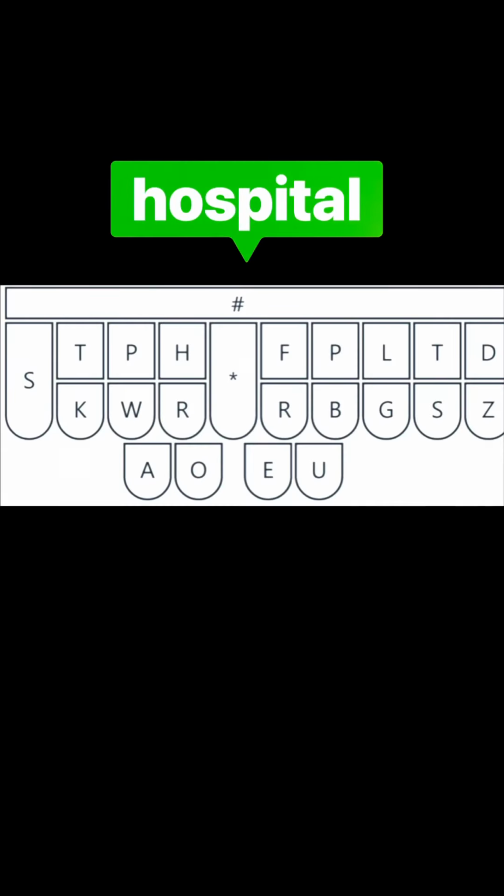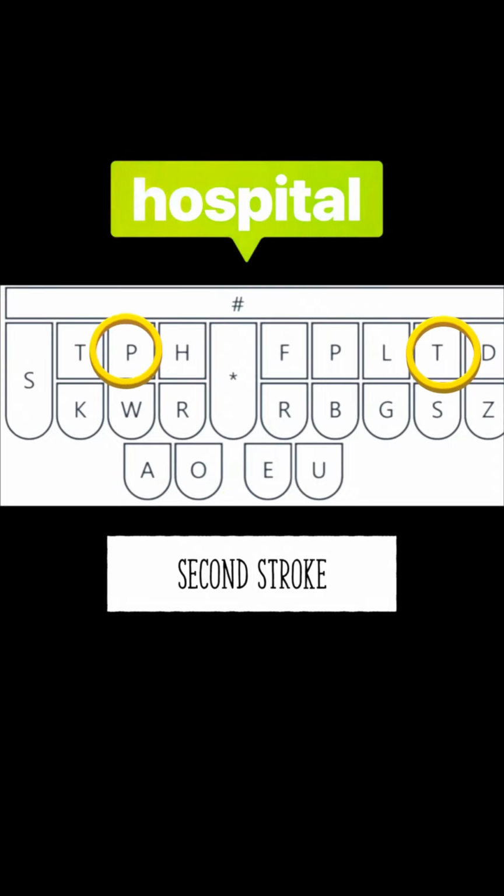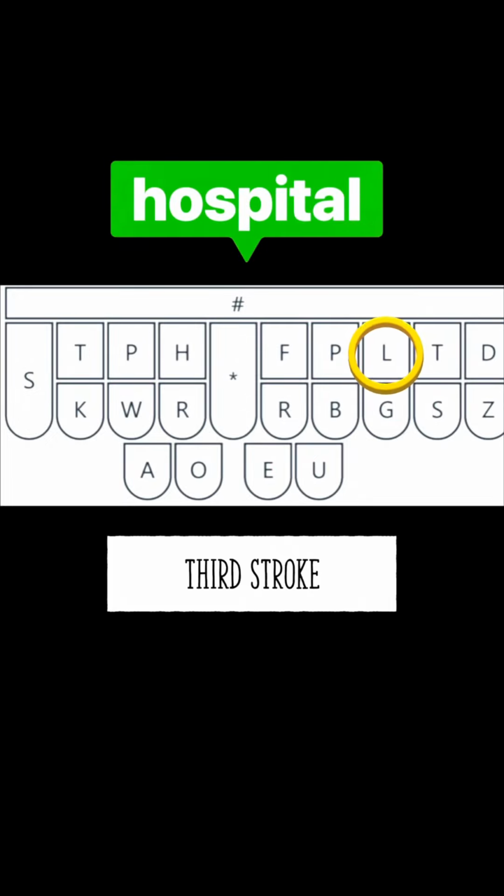This applies to words with more than 2 syllables as well. The word hospital could be written H-A-U-S or H-O-S in the first stroke, initial P, final T in the second stroke, because we leave out the short vowel before the final side consonant, and a third stroke of final L, again leaving out the short vowel before the final side consonant.